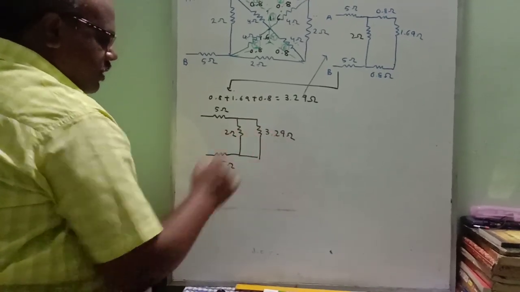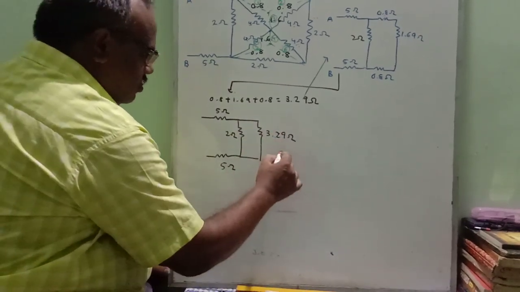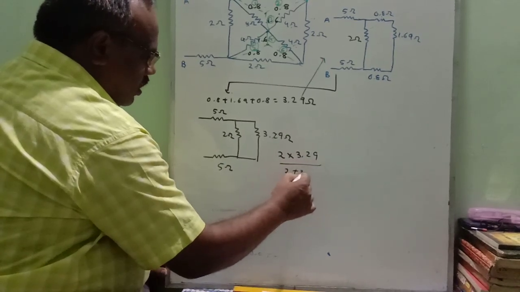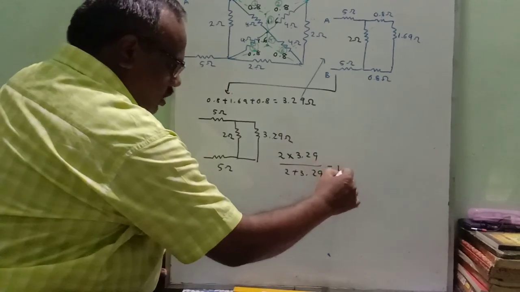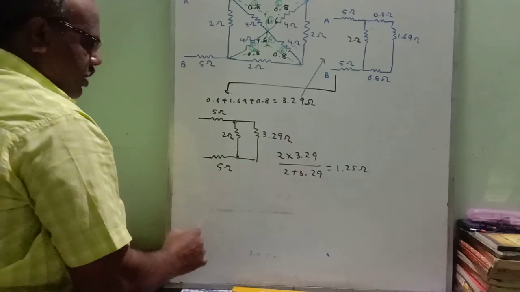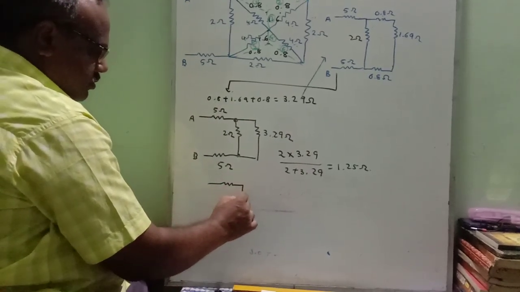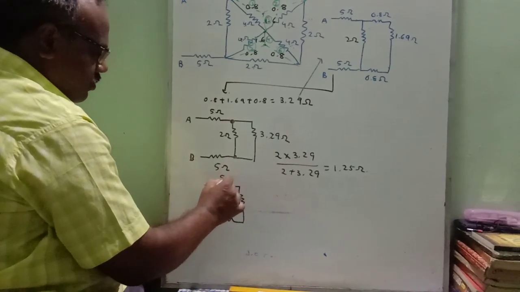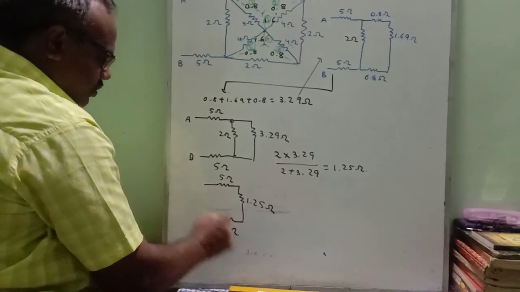Now these two are in parallel. The parallel combination of these two is 2 into 3.29 divided by 2 plus 3.29. If you find it, it will be coming around 1.25 ohm. So in between these two, it is 1.25 ohm. So it will look like this. So it will be 5 ohm, this will be 1.25 ohm, this will be 5 ohm.